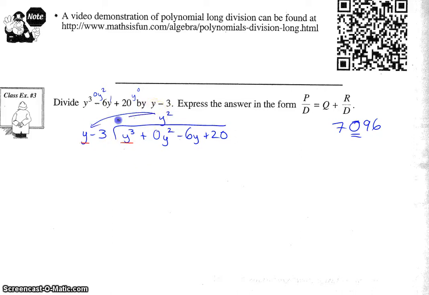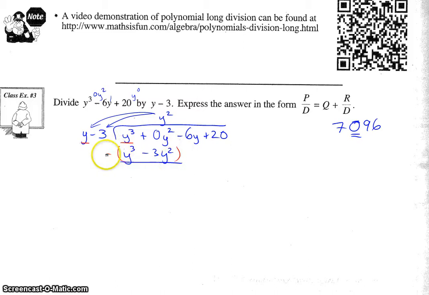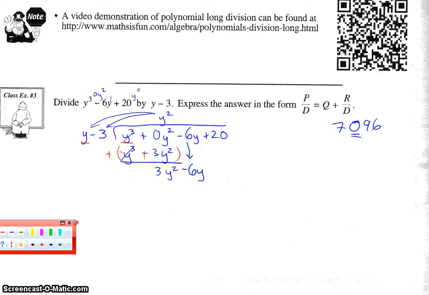Multiply that to each term in your divisor. Y cubed minus 3y squared. We're going to subtract, so subtract means the same as add the opposite, and we will get 3y squared. These terms cancel, of course. Bring down our negative 6y, and then begin again.